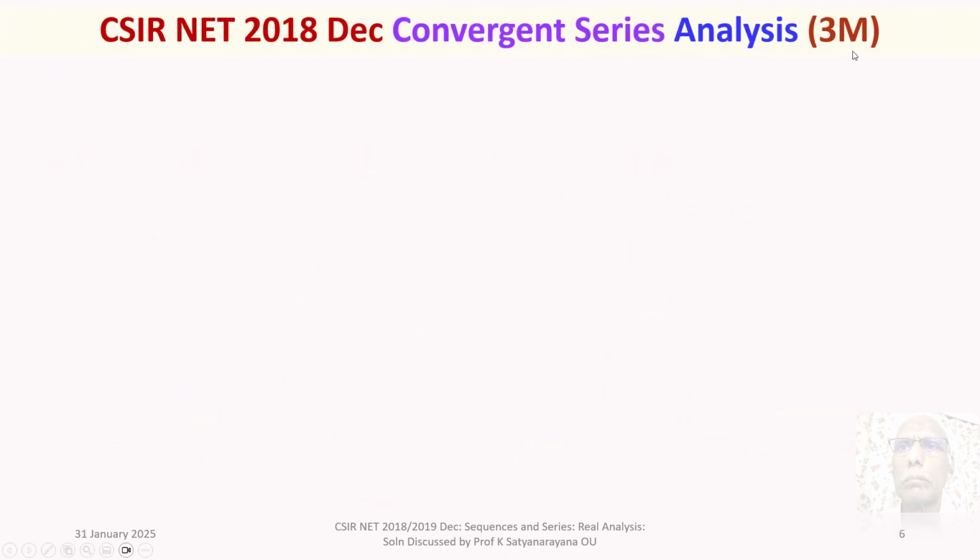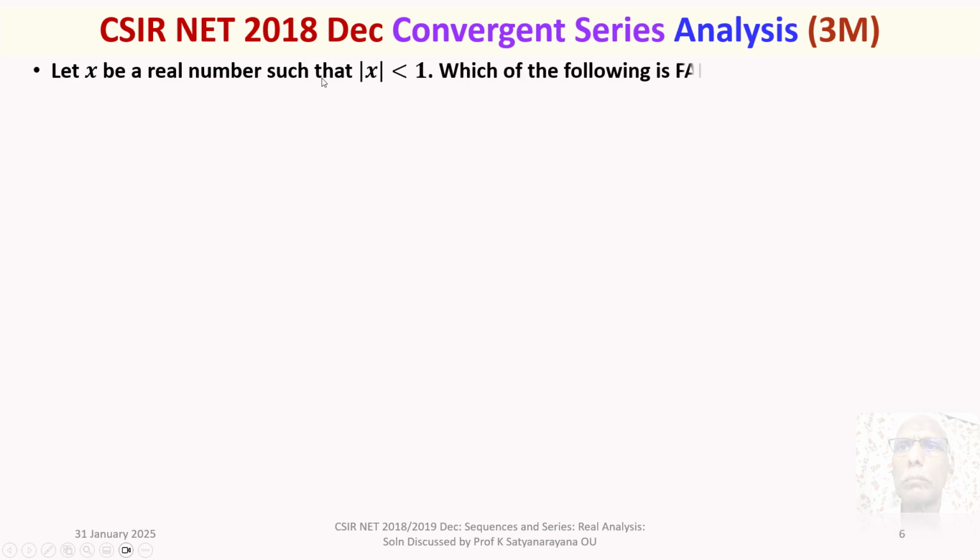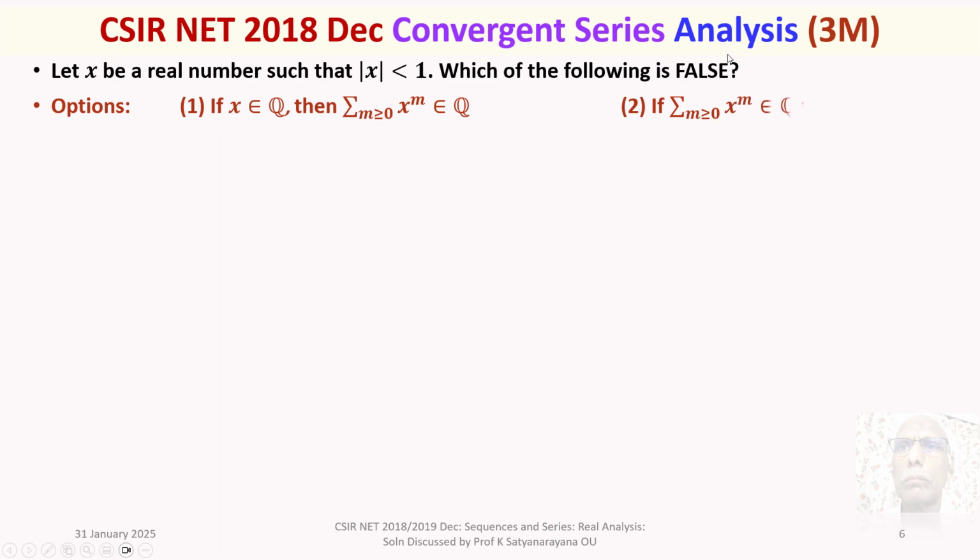This question is for 3 marks. And this question is from the National Eligibility Test in the month of December 2018. And it is related to convergent series. The given question is, let x be a real number such that mod x less than 1, which of the following is false? We have to find out a false statement. That means 3 of them are true and 1 of them is false, and you have to identify that.